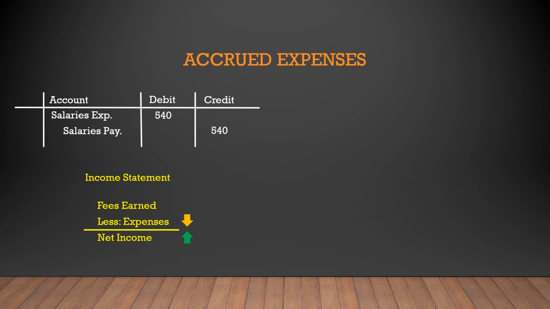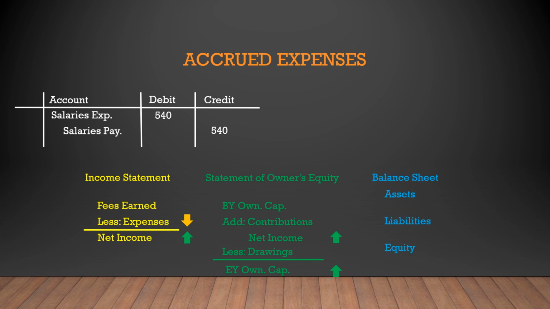That overstatement in net income will carry through to the statement of owner's equity. Net income will be overstated here, which will overstate the ending year owner's capital. We then see this misstatement on the balance sheet. Owner's capital will be overstated in the equity section. If our equity is overstated, we need either an understatement in liabilities or an overstatement in assets. The other side of the entry that wasn't recorded was a payable, or a liability. That tells us that it's the liabilities that will be understated.